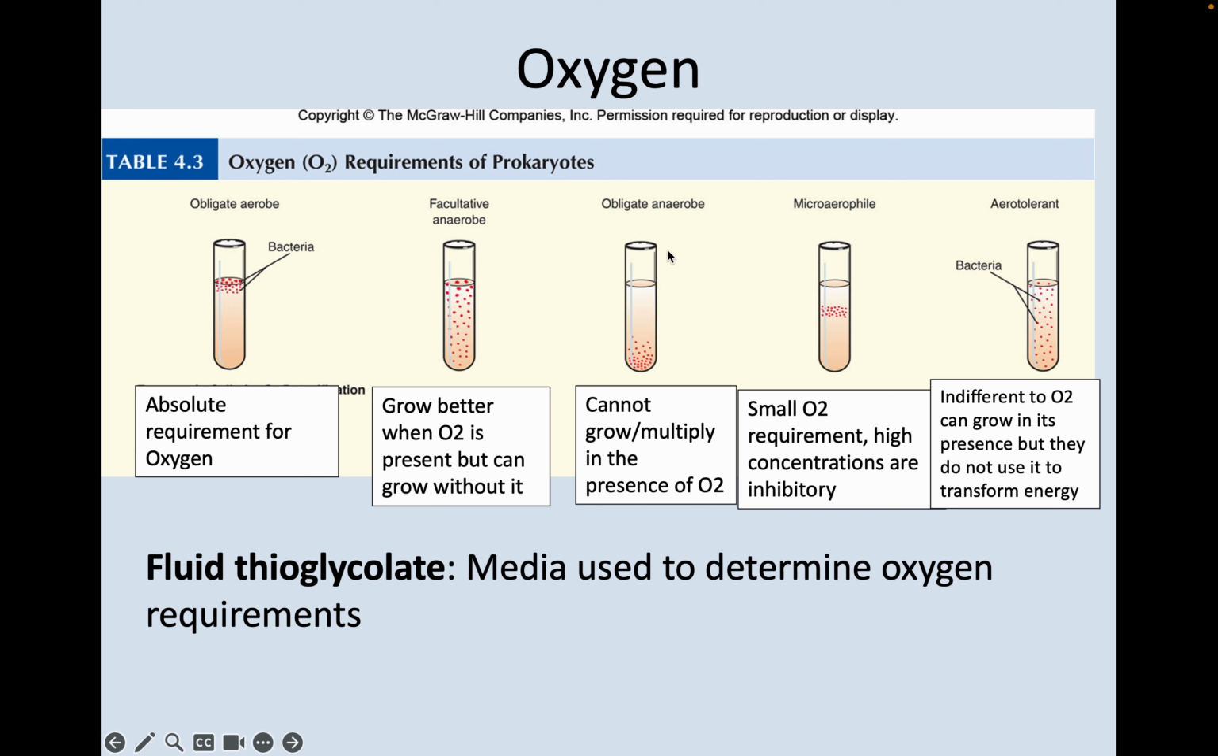Obligate anaerobes cannot grow or multiply in the presence of oxygen. They need that oxygen to be gone and out of the way. A microaerophile has a very small oxygen requirement, but high concentrations of oxygen are inhibitory to their growth. And last but not least, aerotolerant bacteria are indifferent to oxygen. They can grow in its presence, but they don't use it to transform energy. And the special media that we use to determine these oxygen requirements is called fluid thioglycolate.